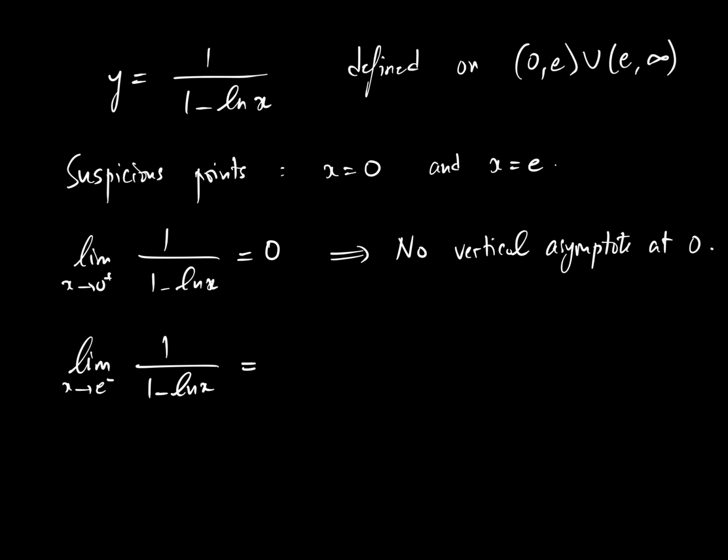Let's now check the limit at e, starting with x approaches e minus, for example. Now when x approaches e from the left, ln x will approach 1 from the left because ln is an increasing function. So 1 minus ln x will be something like 1 minus 1 minus, which is a 0 plus, and the function will approach 1 over 0 plus, which is infinity. Since at least one of the one-sided limits at e is infinity or negative infinity, we can state that x equals e is a vertical asymptote, and actually it's the unique vertical asymptote of this function.